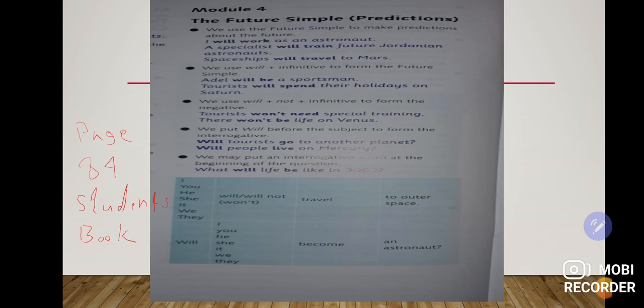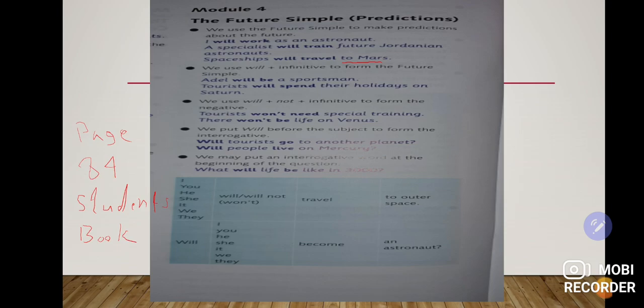Okay, now, in Module 4, the future simple predictions. 1. We use the future simple to make predictions about the future. I will work as an astronaut. So, if you want to be an astronaut, you will say, I will work as an astronaut. A specialist will train future Jordanian astronauts. Spaceships will travel to Mars.